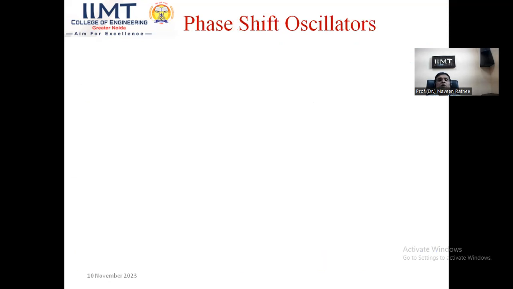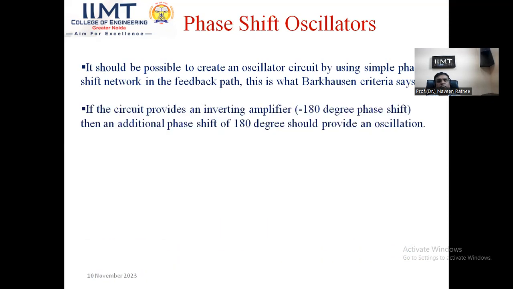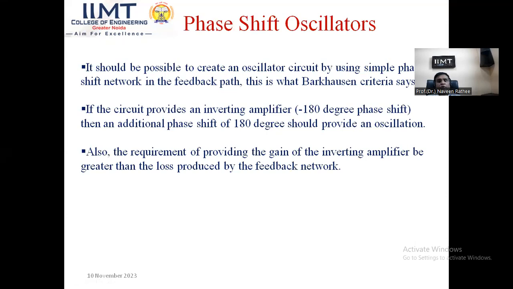Right. So now coming on, I'll show you one phase shift oscillator where we are using the RC phase shift oscillator. We are going to use a resistor and capacitor as a feedback network. So we are following the Barkhausen criteria. As I told you, 180-degree phase shift will be provided by the inverting amplifier, and an additional phase shift of 180 degrees should be provided for oscillation. The gain of the inverting amplifier must be greater than the loss produced by the feedback network. What is amplified? Noise voltage.